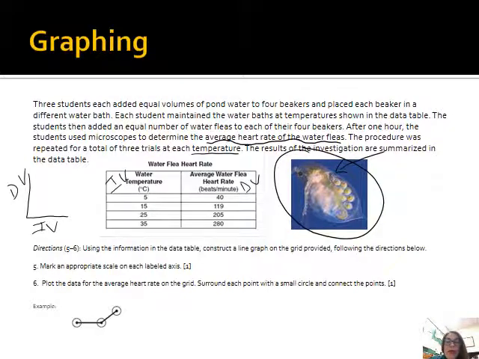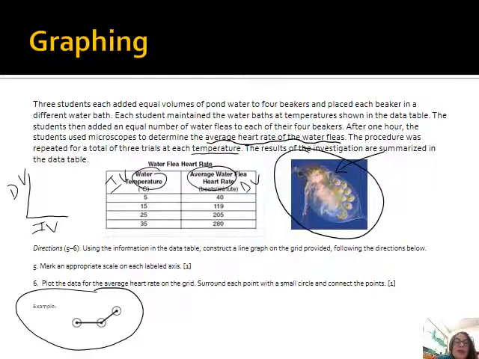So basically what they want us to do is draw a graph that shows the effects of water temperature on the heart rate of the Daphnia. The other thing we want to pay attention to closely are the instructions they give you right here. They're telling us as we plot the points that we should be surrounding each point with a circle. If you don't put a circle around the data point, you will lose 1 point on your Regents question. So just make sure you're following directions as well.